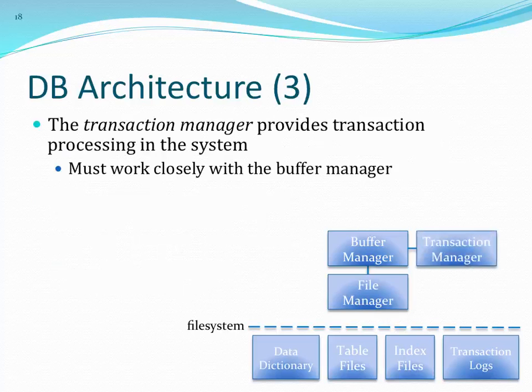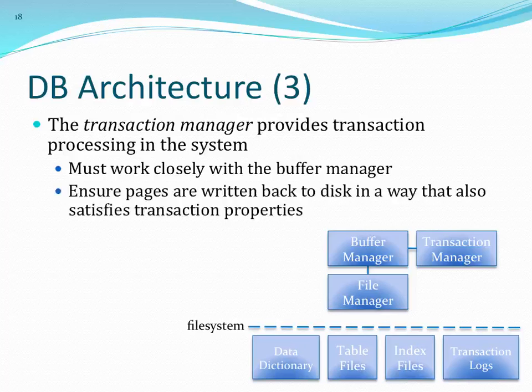Now, the one challenge the buffer manager has is that it doesn't know what everybody else's changes are, and it doesn't really keep track of that very well. It only has one job, and that is to cache pages and allocate pages in memory for pages in data files and so forth. So it works closely with another component, the transaction manager, to make sure that all of our ACID guarantees are actually provided by our system. So pages are written back to disk in a way that satisfies transaction properties.